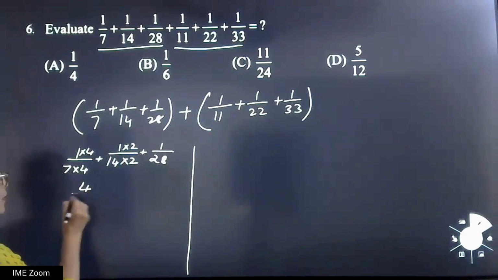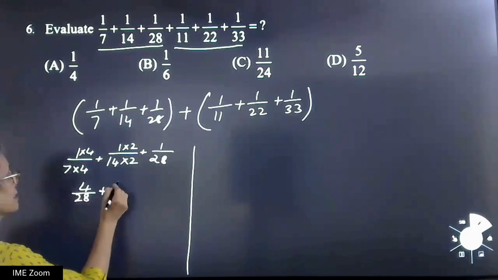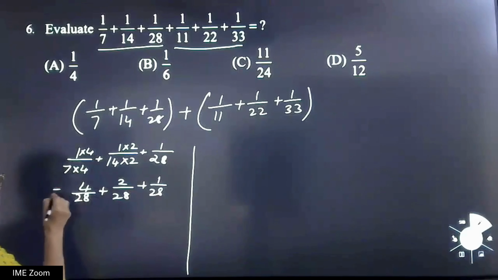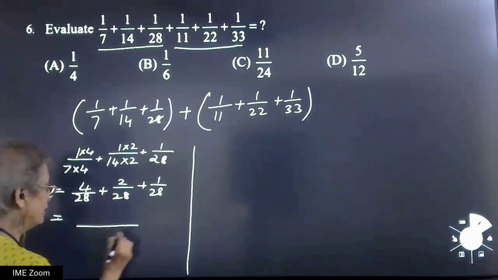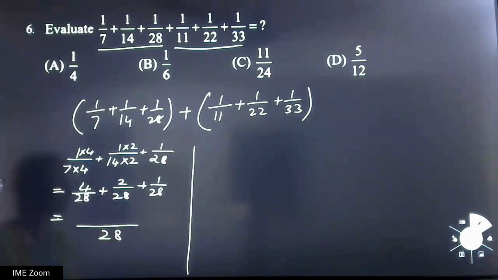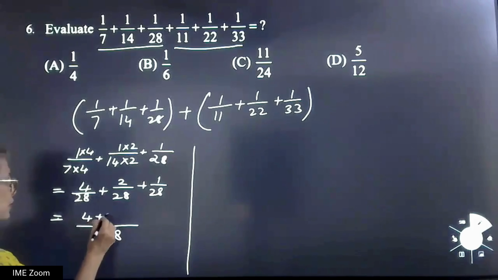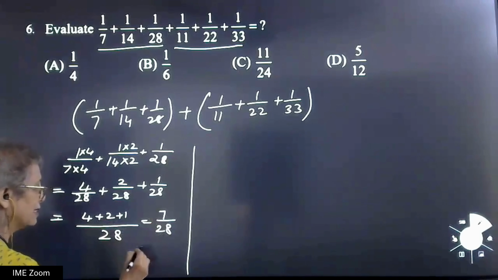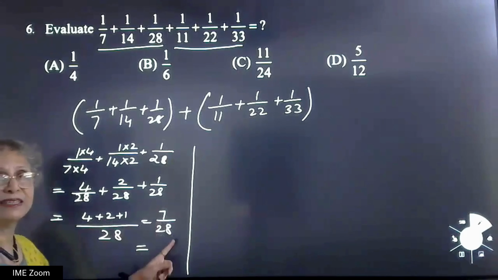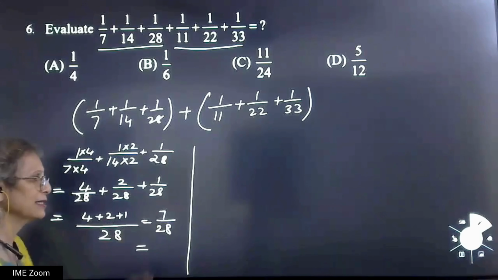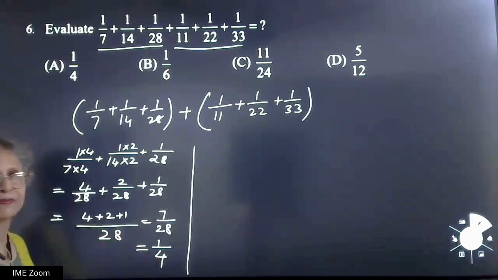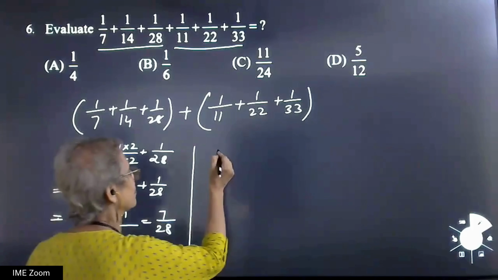Now this is 4 upon 28 plus 2 upon 28 plus 1 upon 28. Now the denominators are same. So keep denominator 28 as it is and just add the numerators 4 plus 2 plus 1. This is nothing but 7 upon 28. Now reduce it to find the simplest form. 7 1s are 7, 7 4s are 28. The answer is 1 by 4. So first part we got answer 1 by 4. Now let us go for the next one.